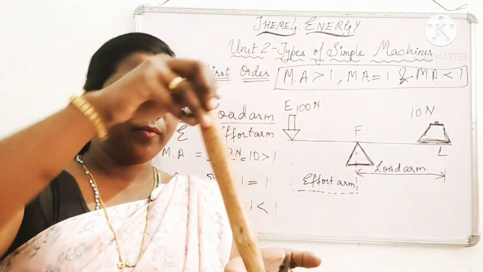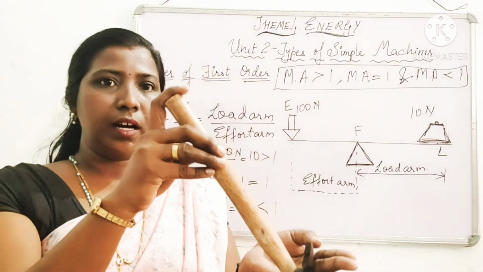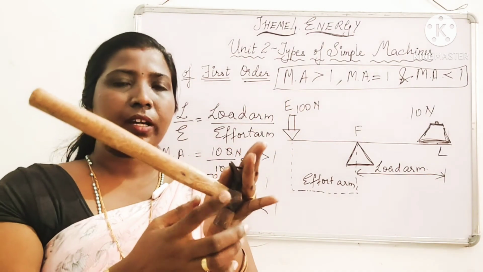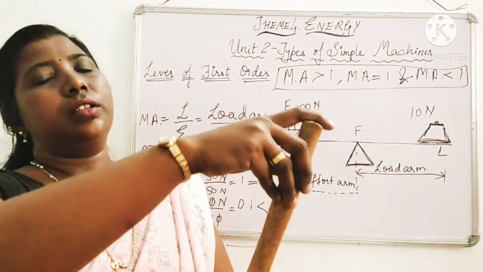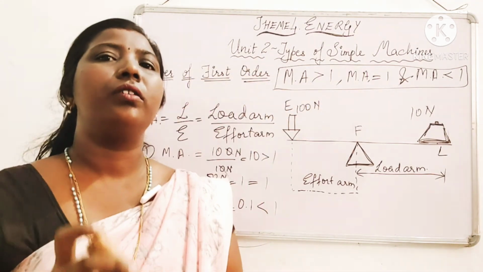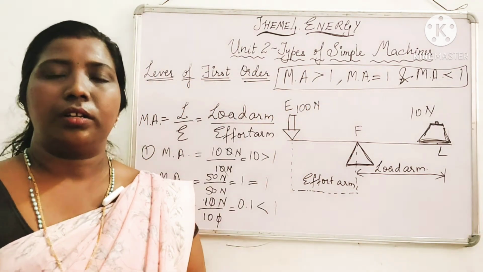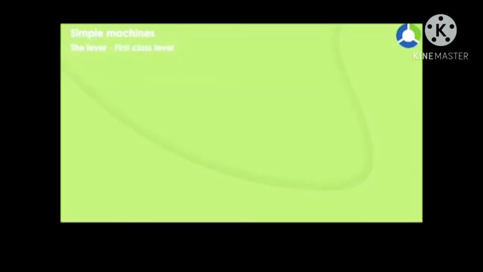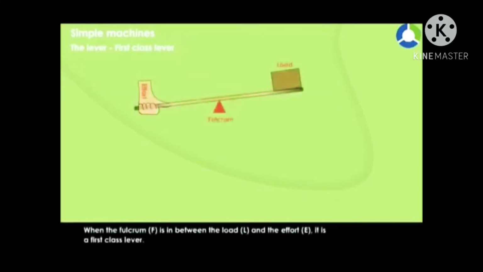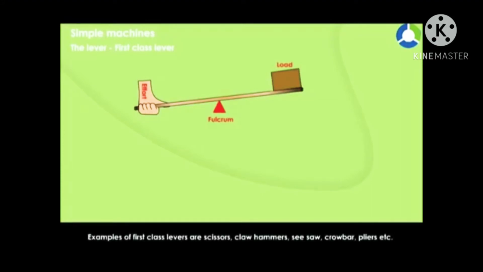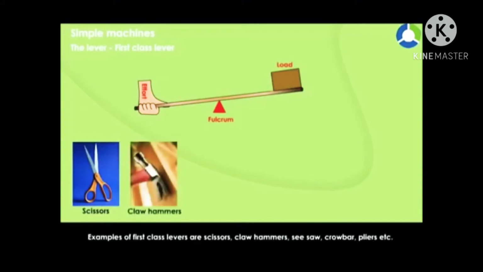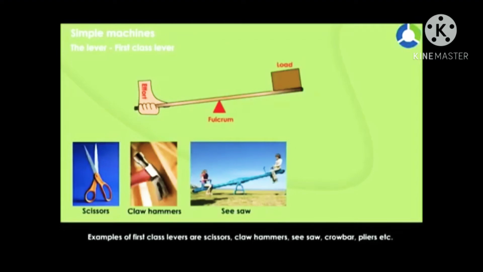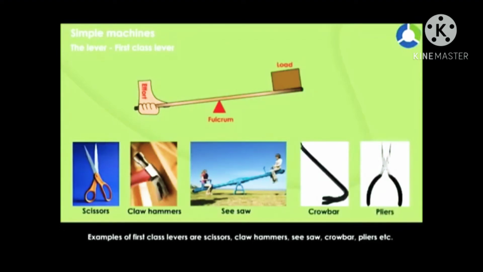Okay, is that clear, students? So here is the effort and this is a load. Now the fulcrum is in the middle. So that's why it is an example of a lever of first order. Is that clear? Lever of the first class order: when the fulcrum F is in between the load L and the effort E, it is a first class lever. Examples of first class levers are scissors, claw hammers, seesaw, crowbar, pliers, etc.